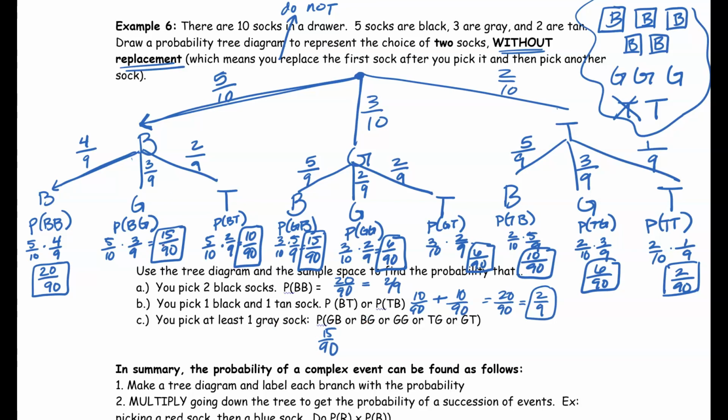Black gray, we said was 15/90. Gray gray is 6/90. Tan gray is 6/90. And then gray tan is 6/90. And then we add all those together. And this is why it's great that we did not simplify, because we've already got a common denominator. So you've got 15 and 15 is 30 plus, it looks like we've got 3 sixes, which is 18. So that would be 48 out of 90 there.